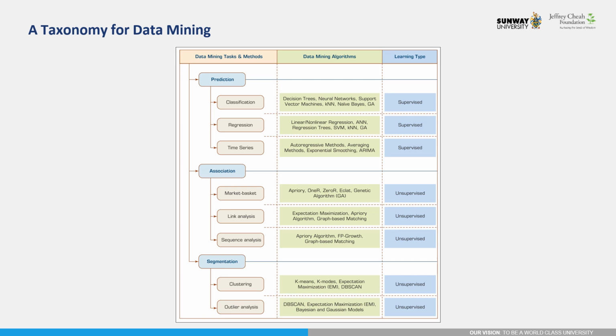For association, if we are dealing with different kinds of attributes and the qualitative nature of variables, it is more preferable to use market basket, link analysis, and sequence analysis. There are a lot of other methods as well. If you are talking about segmentation, it includes clustering and outlier analysis.